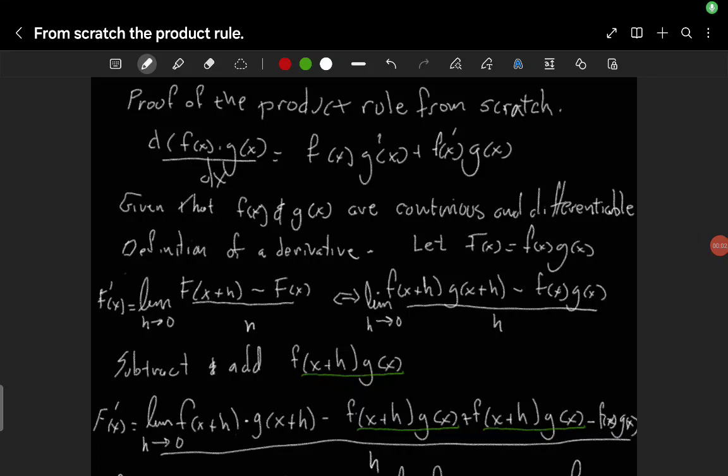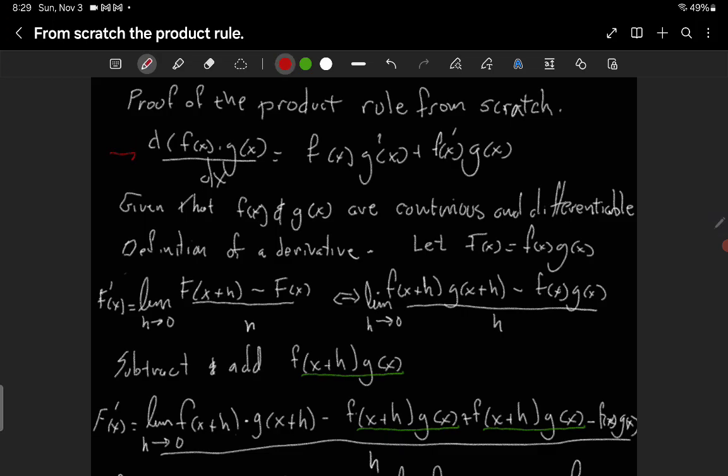This is a proof of the product rule from scratch. So I'm going to take what's called the product rule. I'm going to rewrite this right here. Product rule from scratch. Okay, so what I want to prove is right here.